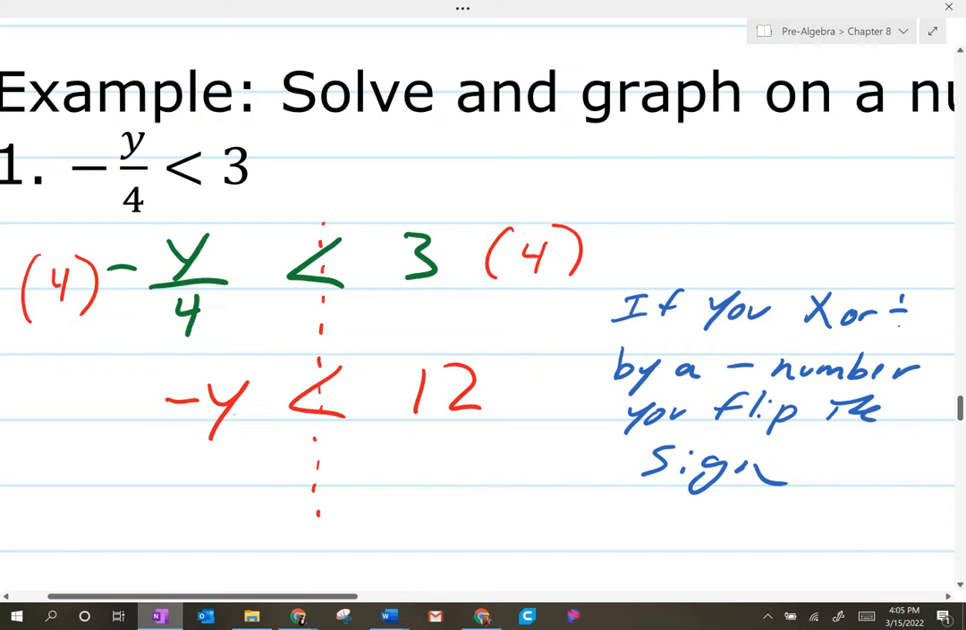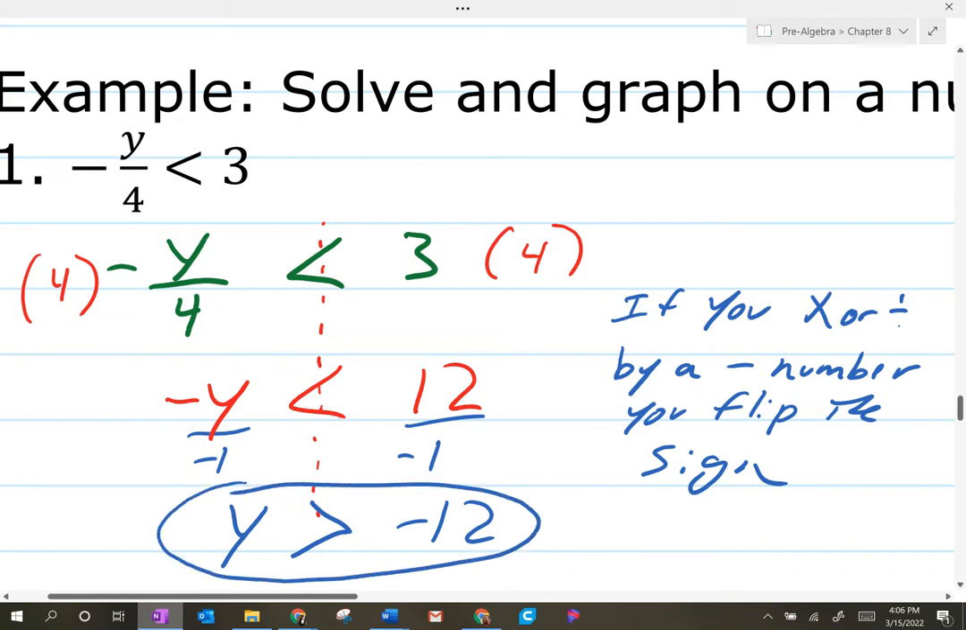So right here, I had negative y is less than 12. What I'm going to do is flip this around. I'm going to divide both sides by negative 1. That turned this into a y. I had to flip the sign because it was a negative. So it used to be less than; now it's y is greater than negative 12. So here is what my answer would look like before I put it on a number line.